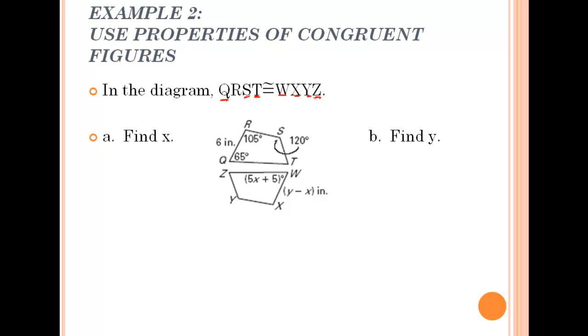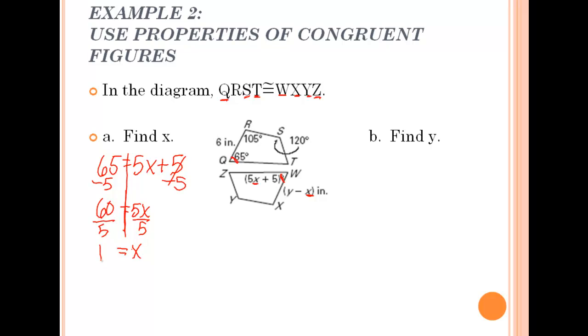Find x. So my x is right here. We also have another one, x right there. Well, we know angle W is congruent to angle Q because that was given to us. So we can say 65 equals 5x plus 5. Solving for x here, subtract 5 from both sides. So I have 5x equals 60. Then divide both by 5, and x equals 12. So I found my x.